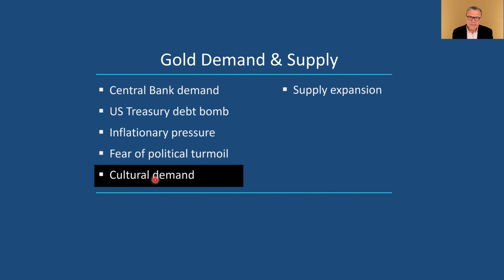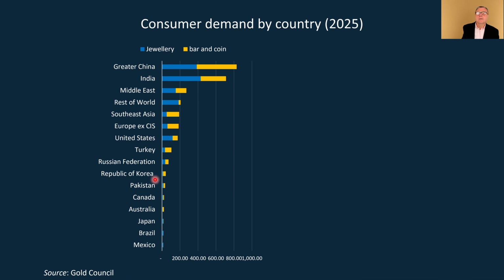What about cultural demand? And here we're heading away from Europe and the United States, and especially to China and India and the Middle East. This blue part here, this is long-term enduring cultural demand. And as the wealth of China and India grows, as the middle class expands in China and India, this is going to grow. This is enduring demand for gold, driven by cultural effects.